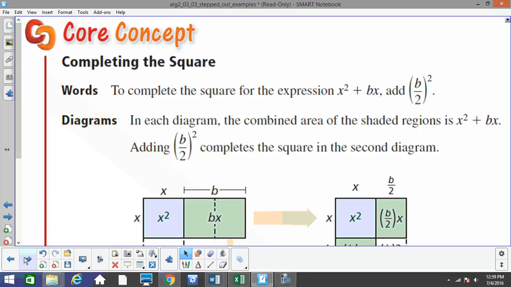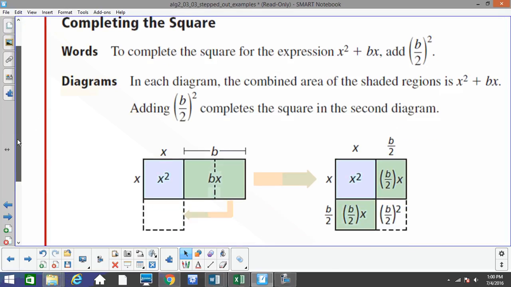Okay, however, a lot of times you're going to have a problem and it's not going to have a perfect square. You're going to have to figure out how to make it a perfect square. And the key here is b over 2 quantity squared. b is the number that's in front of the x. Adding that to any quadratic will create a perfect square trinomial.